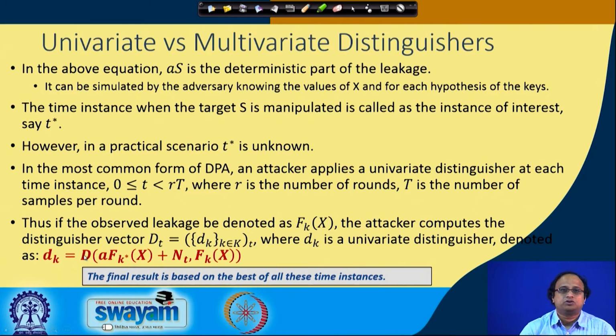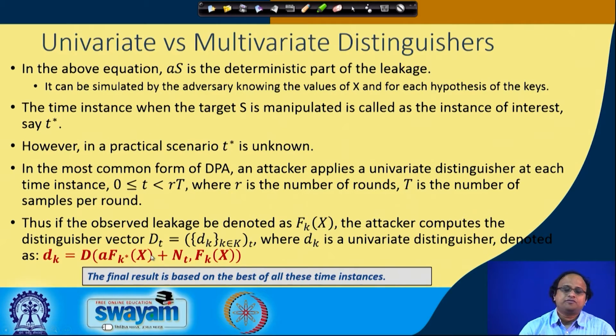You apply your univariate distinguisher on Fkx. Fkx is the actual leakage, because k is the actual key which you, as an adversary, do not know, and this is the part which you are modeling. So, you are saying that I can simulate Fk star x plus there is a Gaussian noise that I am trying to model.